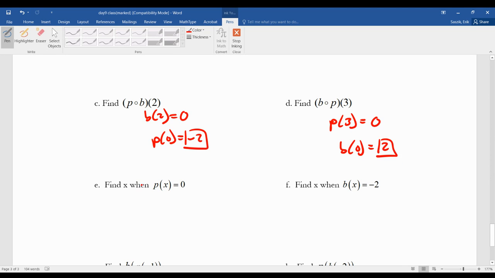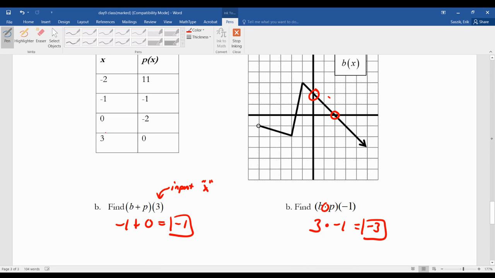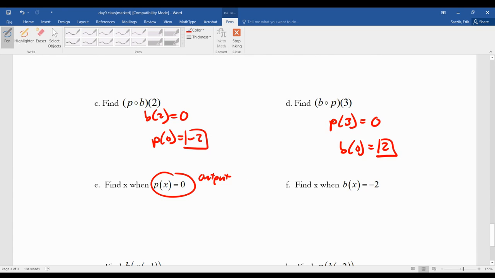Now remember, find x when P of x is 0. So this is the output. This is the y. So you want to look for 0 on the right side. Where did it come from? It came from +3.